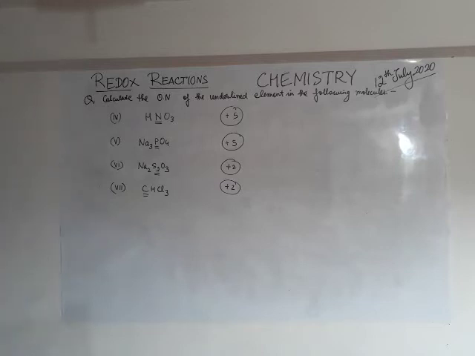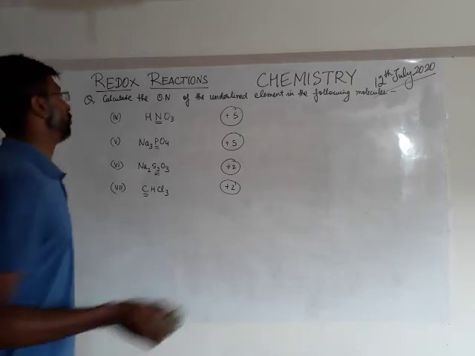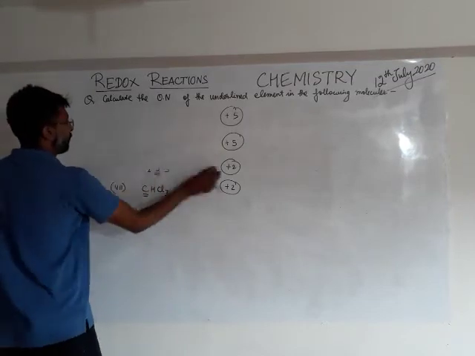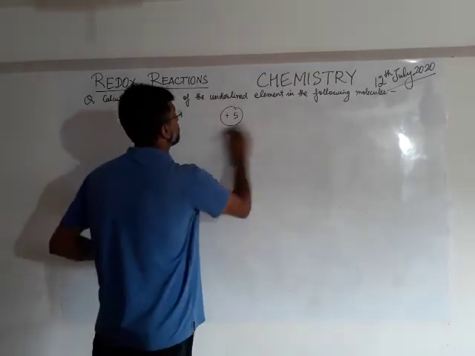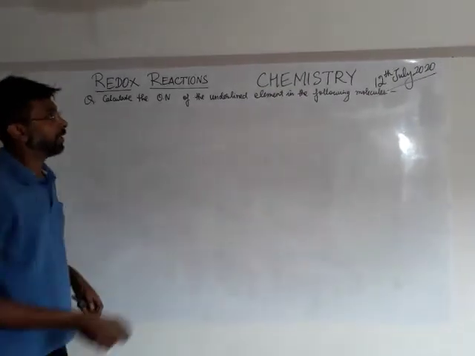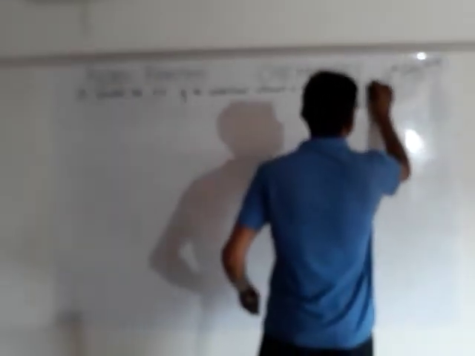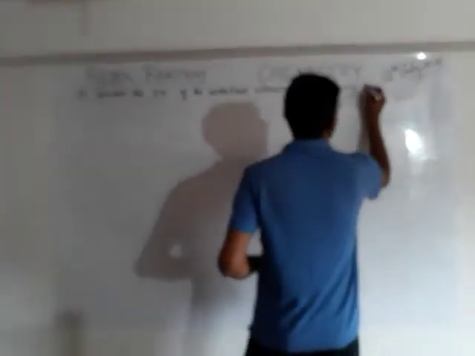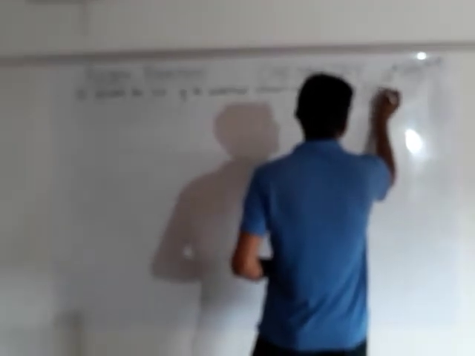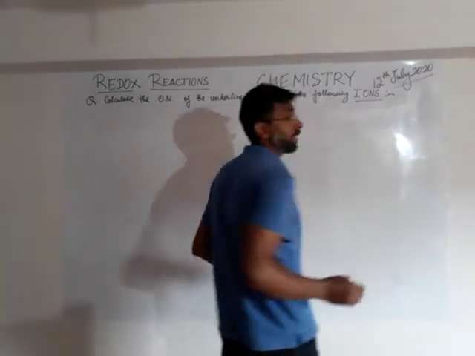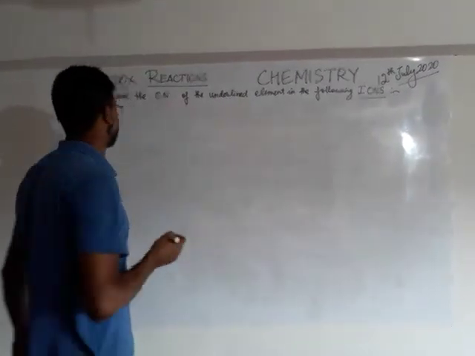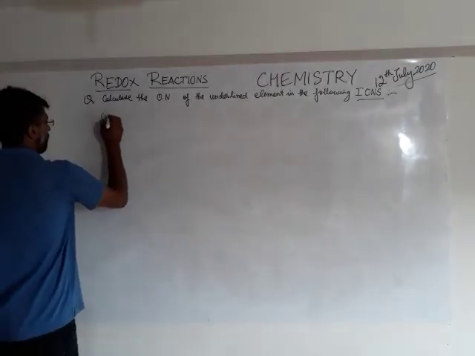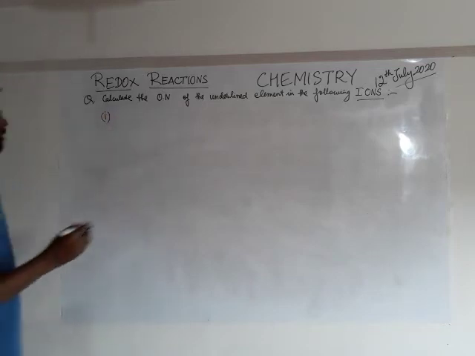Now my dear students, the next thing which I would like to explain to you is, calculate the oxidation number of the underlined element in ions. Not molecules, but in ions, in radicals, you can say. In the following ions. Remember, it is not molecules, it is ions, I-O-N-S. And you know that ions carry what? They carry charge, either positive charge or negative charge. The first one is phosphate.